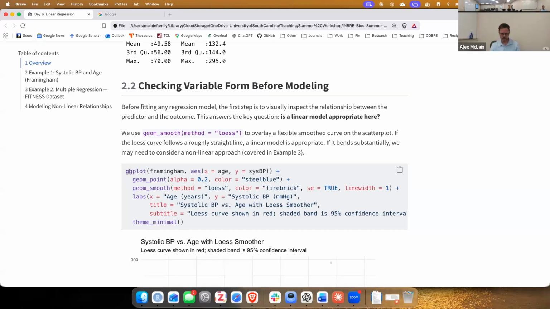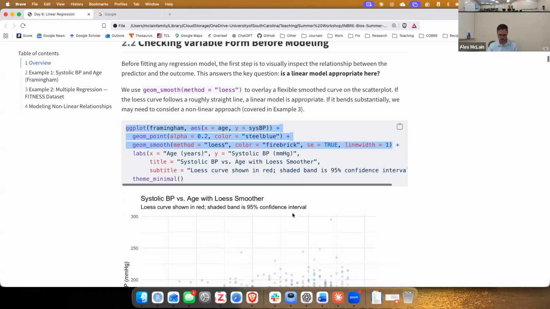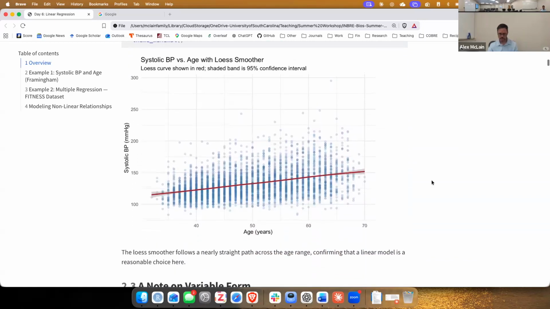So all this code right here is just a scatter plot between age and systolic blood pressure. I'm adding some things to it, which we worked on Thursday. I'm adding a smooth lowess line. This line can look linear, it can look non-linear. So it's just a little indication of what the relationship between these two variables is. Is it linear? Is it non-linear? And the rest of this is just window dressing to make this look pretty.